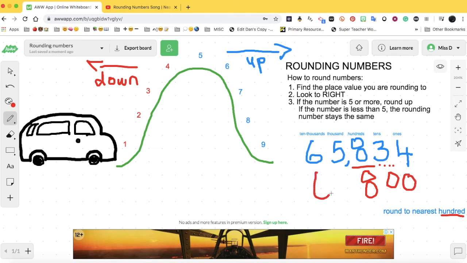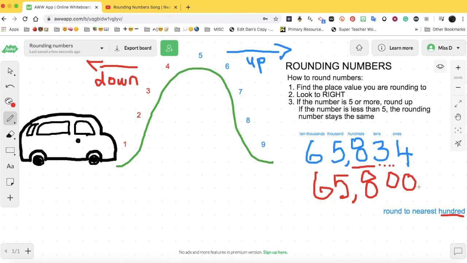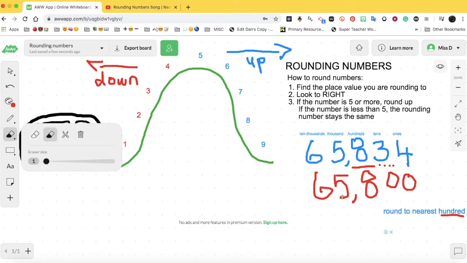But we still need to add our 65 over here. So that makes 65,800. So 65,834 rounded to the nearest 100 is 65,800. Hopefully you got that.